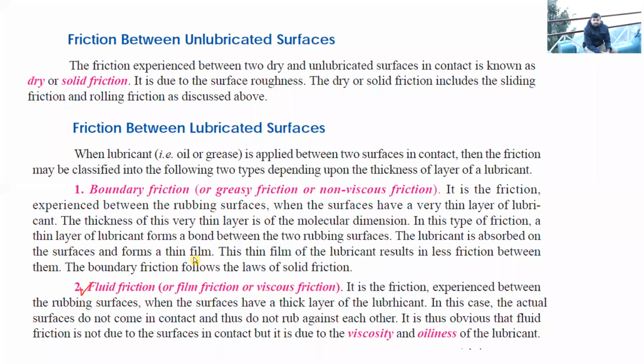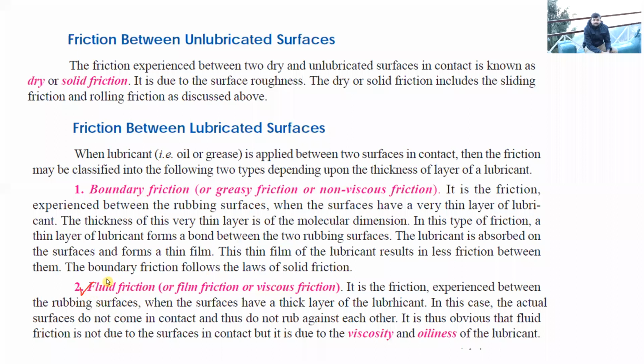Since this layer is very thin and of the order of molecular size, the lubricant gets absorbed on the surface and forms a very thin film. This thin film of the lubricant results in less friction between them. Since the lubricant is absorbed in both the surfaces, when these two rub over each other, that lubricant comes into action and reduces the friction. So the boundary friction follows the law of solid friction. The law of solid friction is followed by boundary friction.